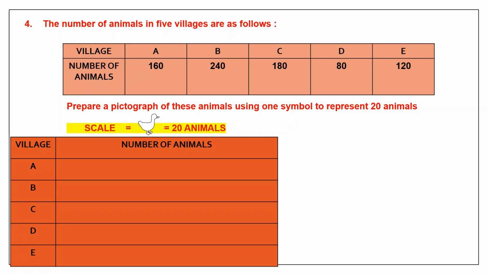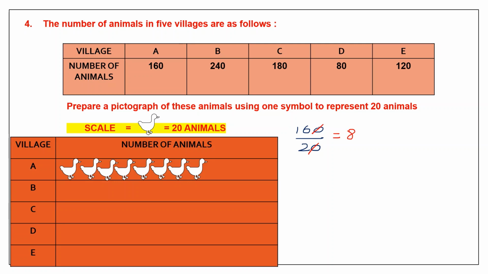So what we have to do is take the number of animals given in the table and divide it by the scale. Scale is 20. Now cancel. 2 8s are 16. So now we've got a much smaller number. So we can show 8 animals. Instead of showing 160 animals, we just have to show 8 animals. So we have 1, 2, 3, 4, 5, 6, 7 and 8. So we've got for village A.